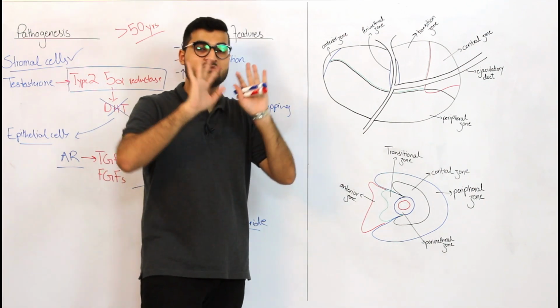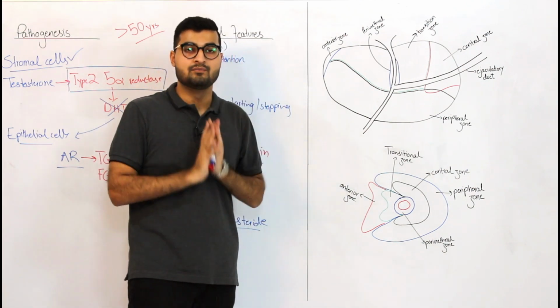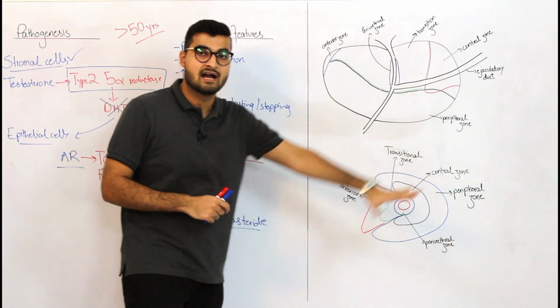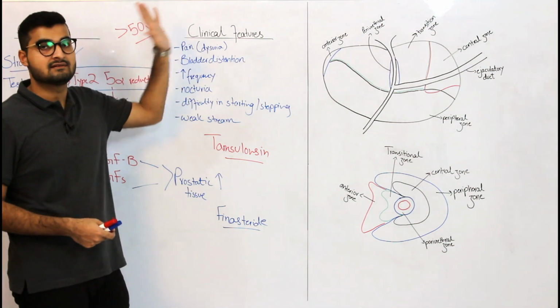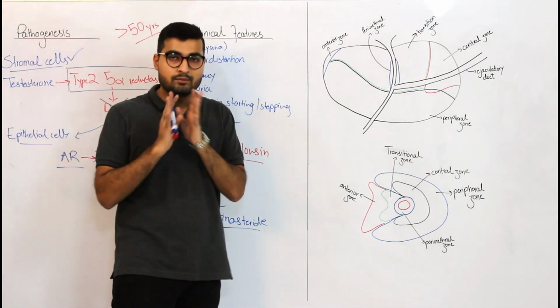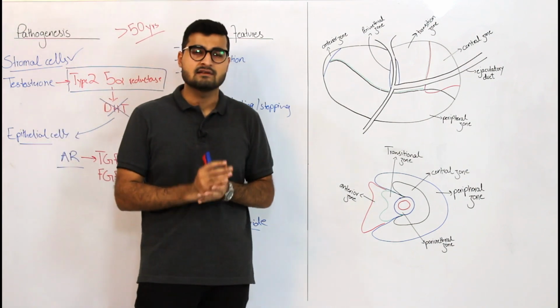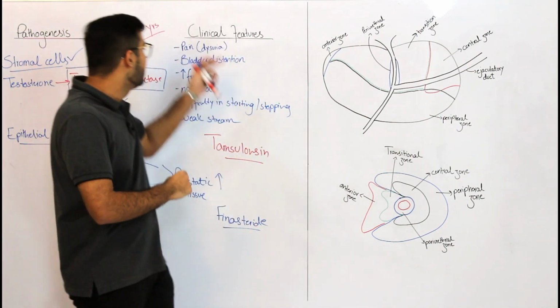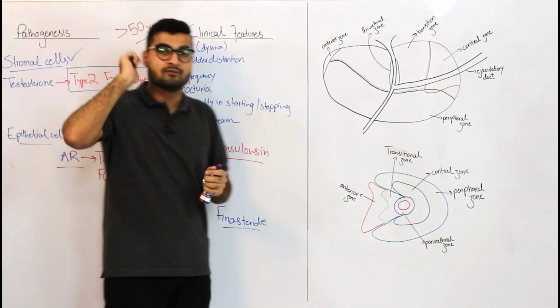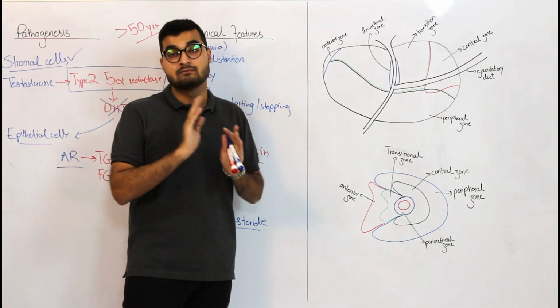So this was basically a quick, brief lecture on benign prostatic hyperplasia, starting from the anatomy, the brief pathogenesis, and the clinical features, and a bit about its treatment. So I hope you guys understood what BPH is. It's really common in males. Like I said, a patient with greater than 50 years of age with these symptoms, the first thing that should come to your mind is the patient might have BPH.